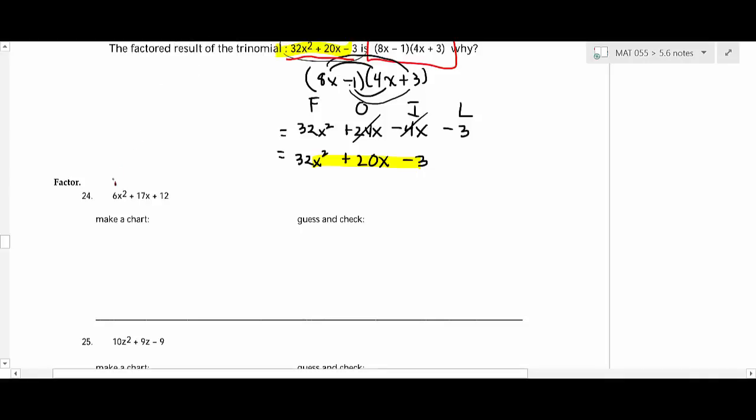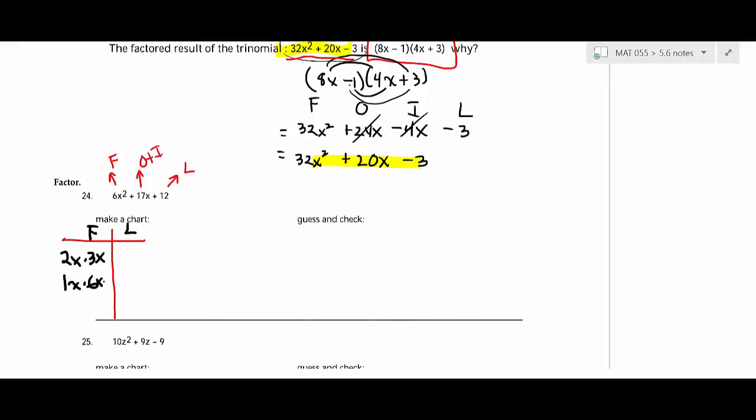Okay, so first of all, that's the first term. That's the last term. And then that's the outer and inner like we've been doing. Now I'm going to have you make a chart like this for the first and last term, because there's more than one possibility. The first term has two possibilities. You could have 2x times 3x or you could have 1x times 6x, right? That's what's different from all the other problems you did. The first term was always just x and x or y and y. Now it's different.